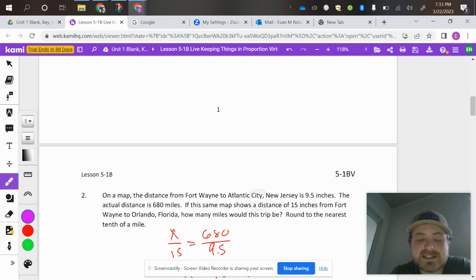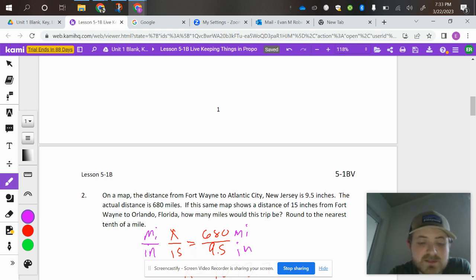So my goal is to try to set up the proportion. If I say that 680 is related to 9.5, I have to have that same miles over the inches again. Notice here that's 680 miles to inches. And if I do miles over inches, I would have to do miles over inches again. You want to be consistent there when you set up that proportion.